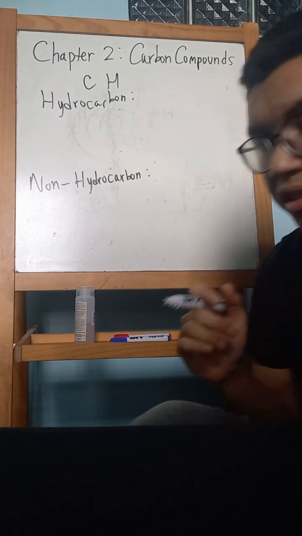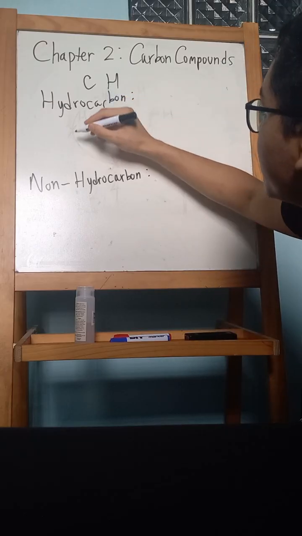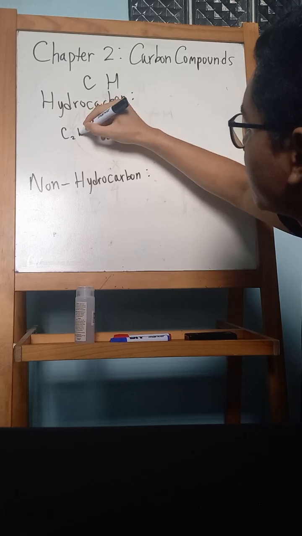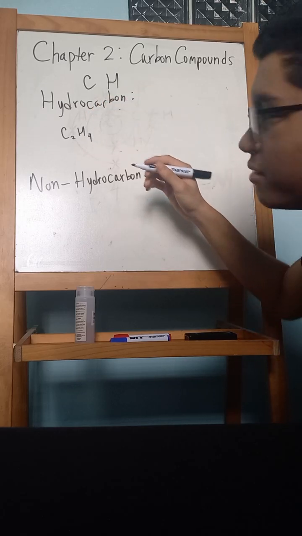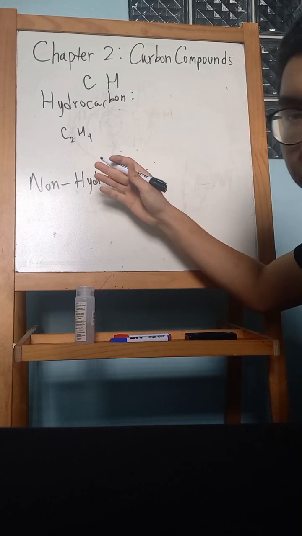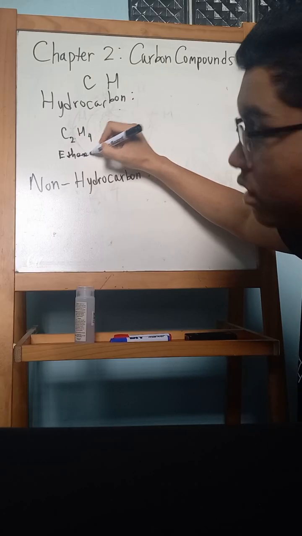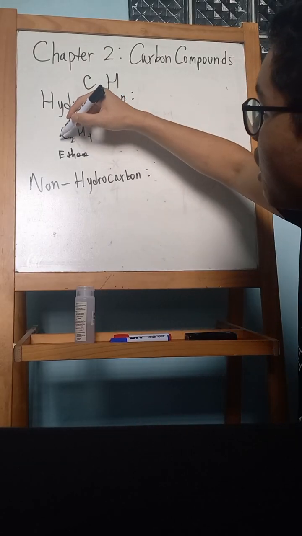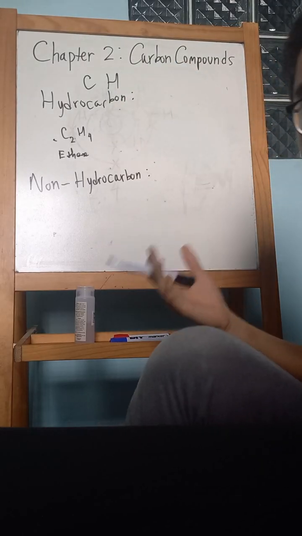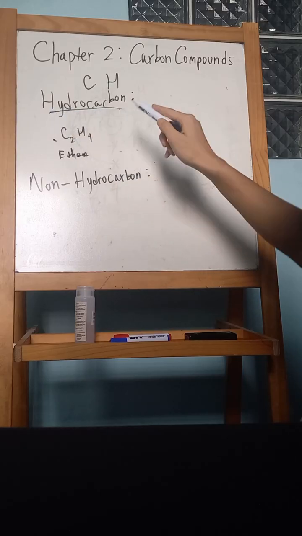Let me give you a few examples. Now, hydrocarbon, let's say C2H4. Can you see that? C2H4, or you can name it as ethene. This has only carbon and hydrogen. What does that tell you? Only carbon and hydrogen, so that means it should be a hydrocarbon.